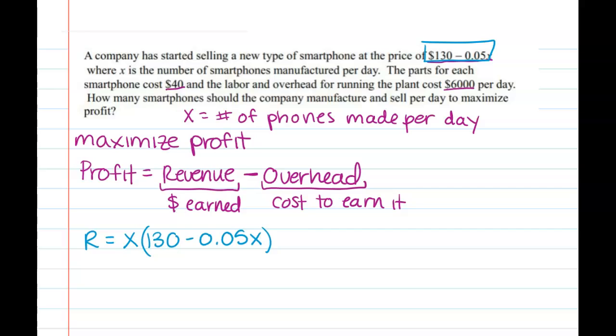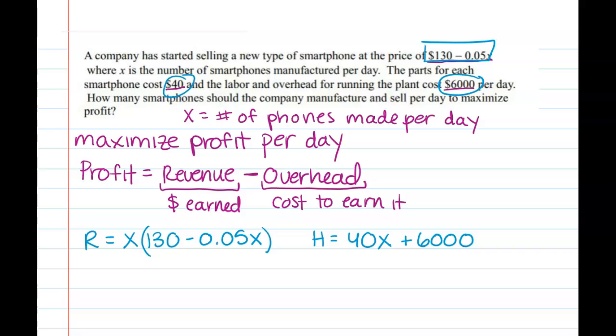And our overhead, call this H for overhead, because I don't feel like writing OH. Our overhead is $40 per phone, so it'll be $40 times the number of phones, and $6,000 per day. So plus $6,000, because x is not the number of days. Our whole question is to maximize profit per day. I guess I can add that back in there. So we're trying to maximize the profit we make each day.